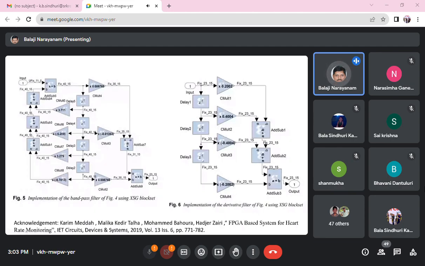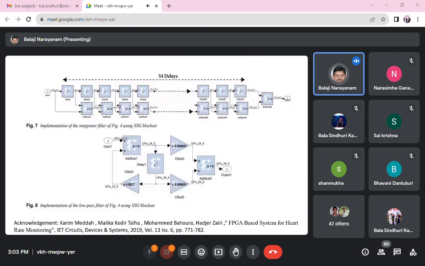So you can use these Xilinx System Generator blocks. I need not be an HDL expert. If I know the architecture, and if I know the appropriate Xilinx System Generator blocks, then implementation becomes so easy for me.